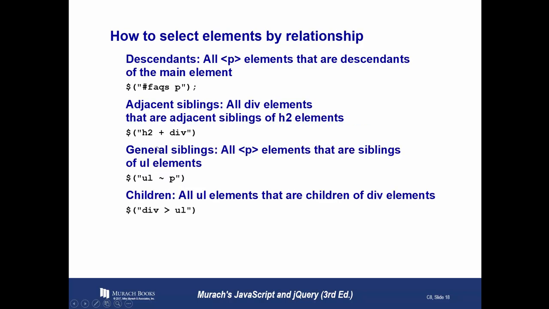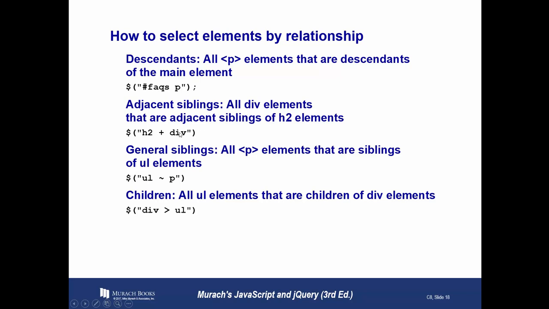How to select elements by relationship. So again, you can do things that are descendants. So this would be any paragraph element that was a descendant of or existed inside of something with the ID of FAQ. These would be adjacent, so they would be on the same level as one another.